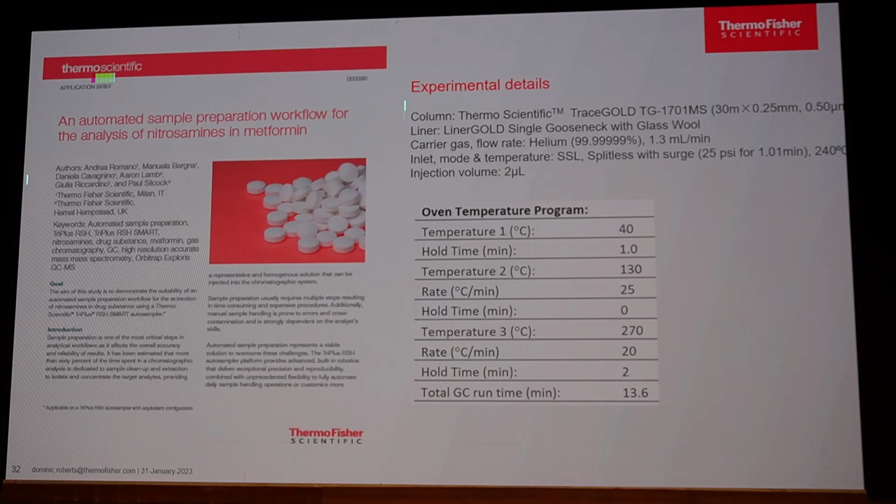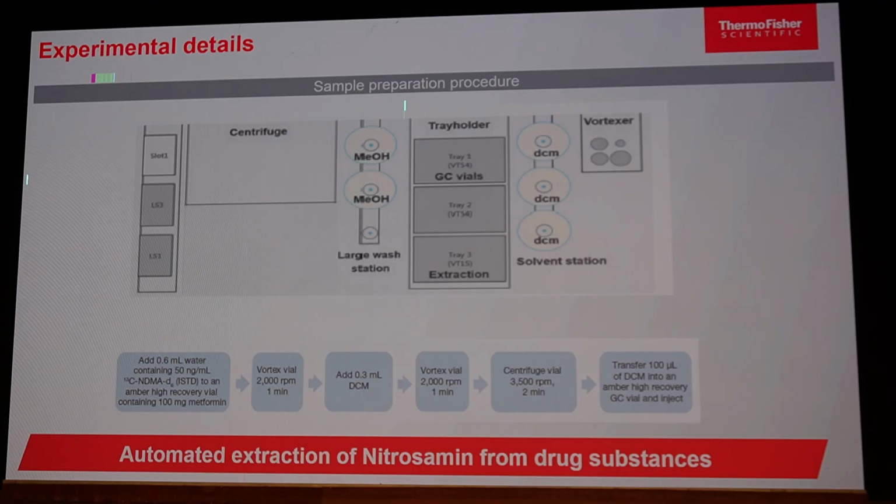So what have we done in the automated approach? For the same metformin, where we are targeting 15 nitrosamines, we have converted this method into automated sample preparation. For this we have used LS1 and LS3, two solvent modules, because we need to change the syringe more frequently to introduce different volumes, like 0.3 ml, 0.5 ml, and 100 microliters. Then we have a large solvent wash station where we can wash the syringe in between. Then we have a GC-oil extraction station, and dichloromethane as a solvent station. We also perform vortexing and degassing.